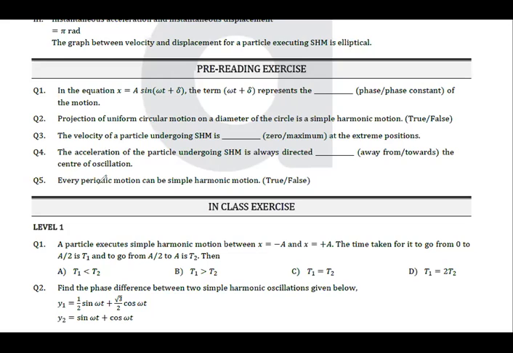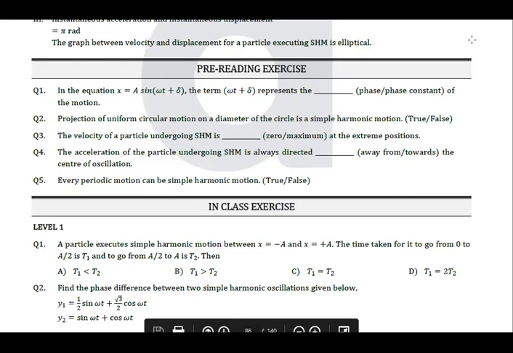Fifth, every periodic motion can be simple harmonic motion. True or false? Very good, Akshaya, Abhiram, Jitendra. Correct, false, because every periodic motion cannot be harmonic motion. Very good.